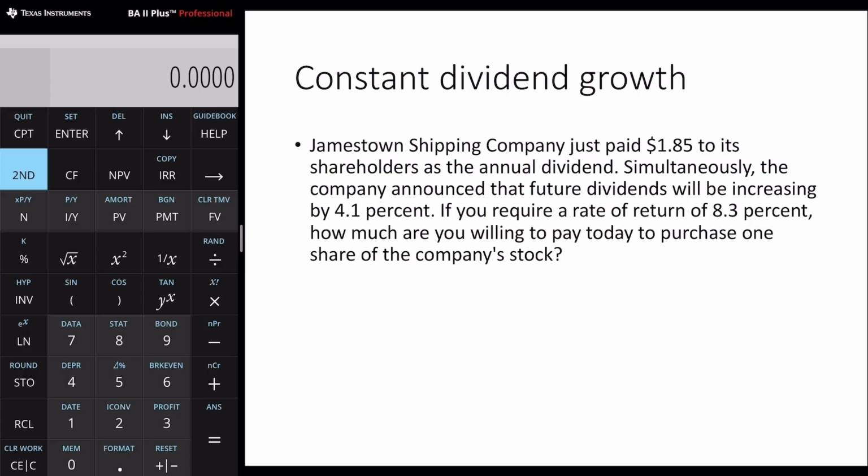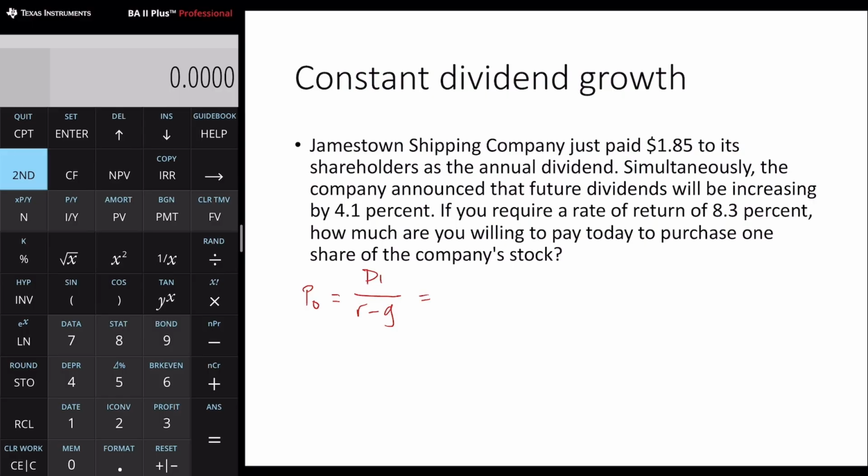If you require a rate of return of 8.3%, how much are you willing to pay today to purchase one share of the company's stock? All right, so let's remember the formula, which tells us that the price today is equal to the dividend next year, or the next dividend paid, D1, divided by the required return minus the dividend growth rate. So all we have to do is identify what it is that we've been given and plug it into the formula and do the calculation.